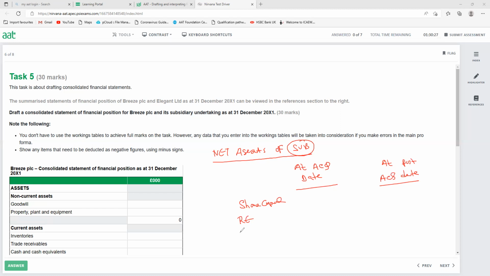And next we're going to look at a revaluation of assets, if there is any revaluation of the asset. Obviously, if we understand this, it's going to be very easy, but we also need to remember if there is any impairment of the goodwill, we have to look at that as well. But for the time being, just remember this: share capital, retained earnings, and revaluation of the asset.